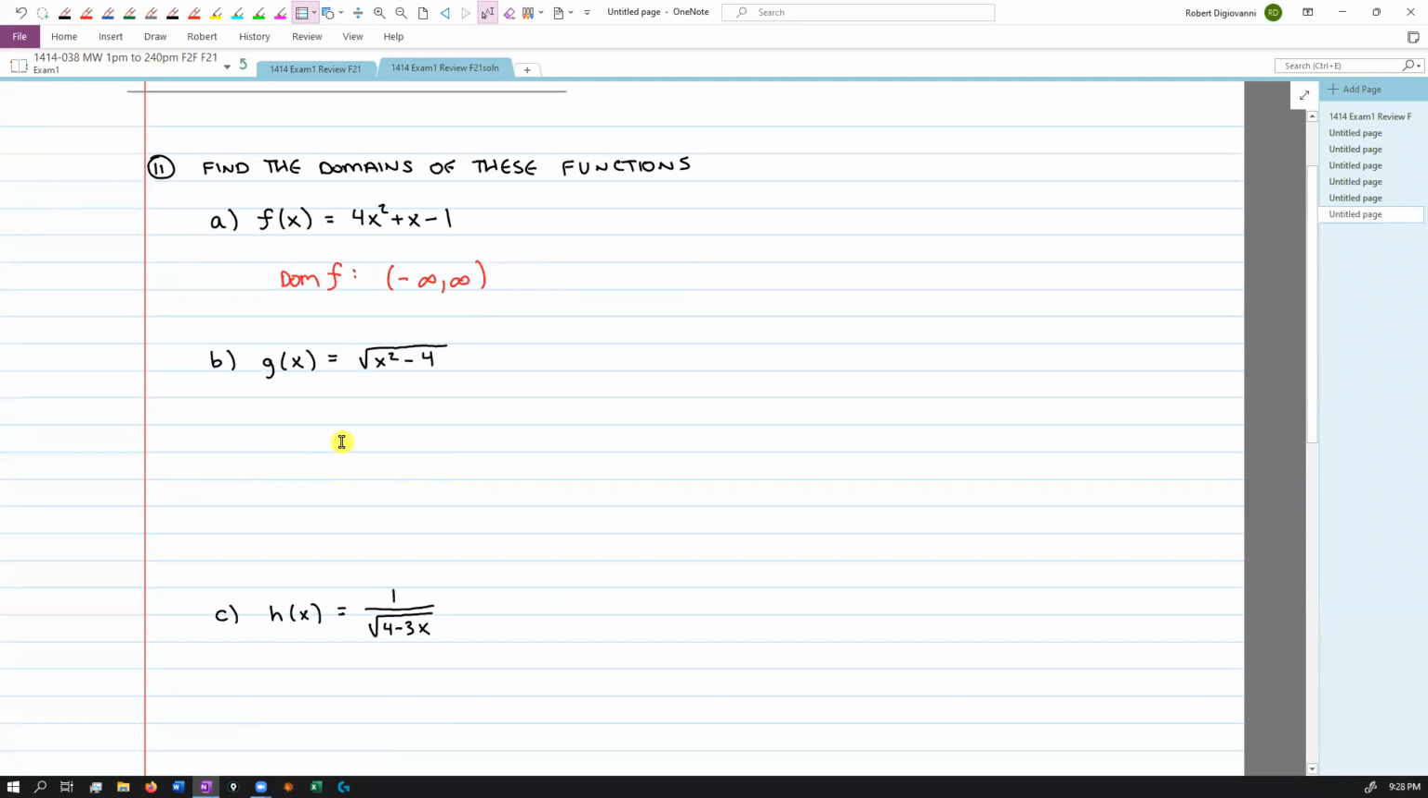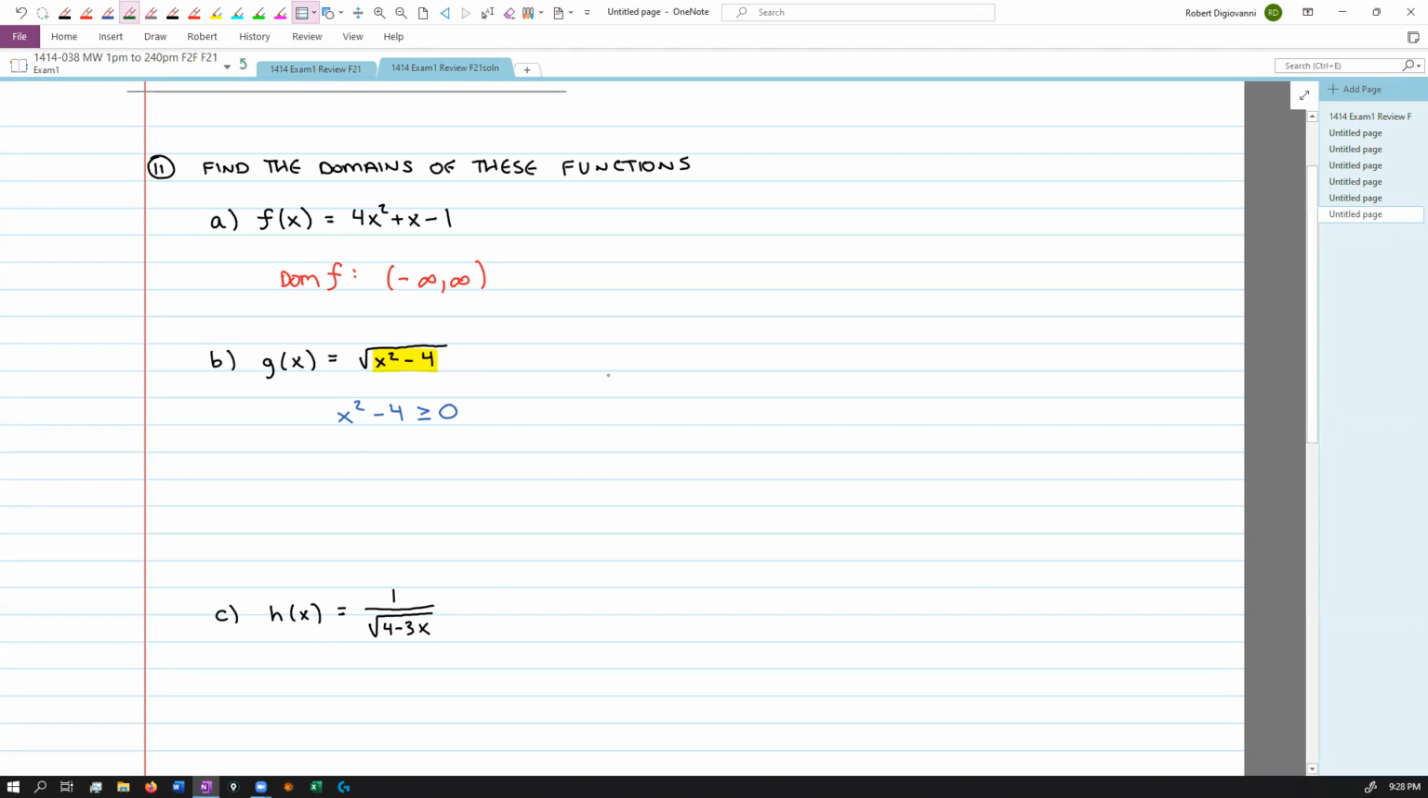On g, we do have a problem because we have a square root. We need to make sure that what is underneath there is always not negative. So I need to make sure that x squared minus 4 is always not negative, meaning greater than or equal to 0. This is a quadratic inequality.